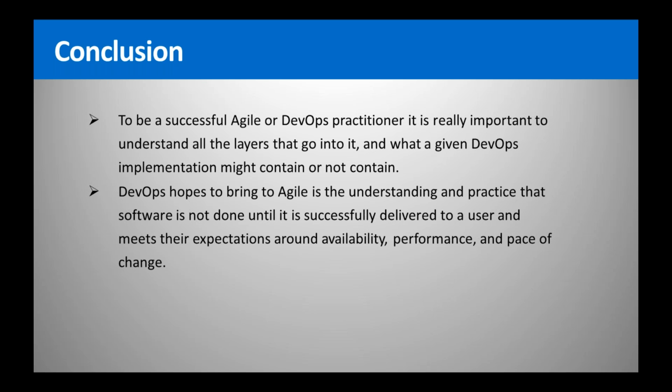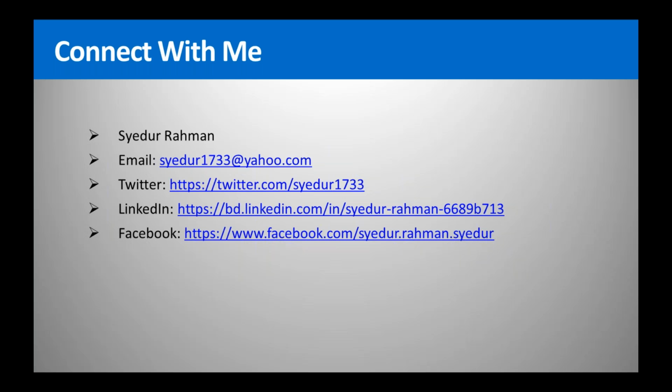In the end, what DevOps hopes to bring to Agile is the understanding and practice that software is not done until it is successfully delivered to a user and meets their expectation around availability, performance, and pace of change. So that is the end of the webinar.